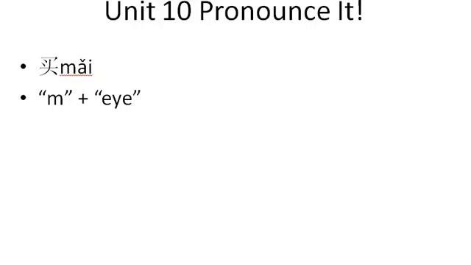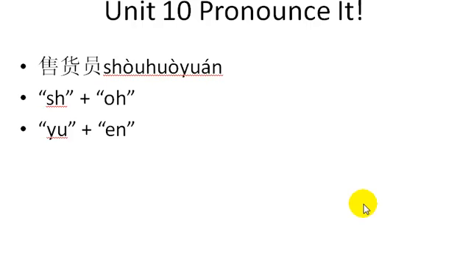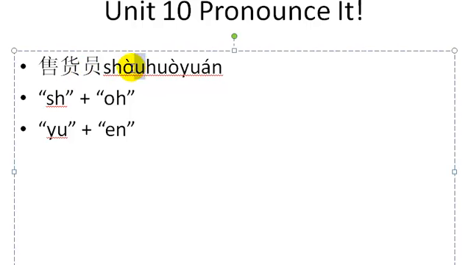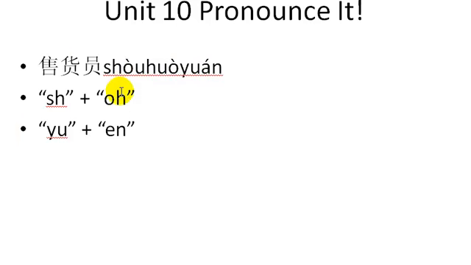Okay, let's go to the next one. Here we have shou huo yuan. So shou you haven't seen. You've seen the ou here, which just sounds like O. And then this initial sh, you curl your tongue. So you come up with sh and ou, or shou. And this is fourth tone, so you say it quickly. Shou.